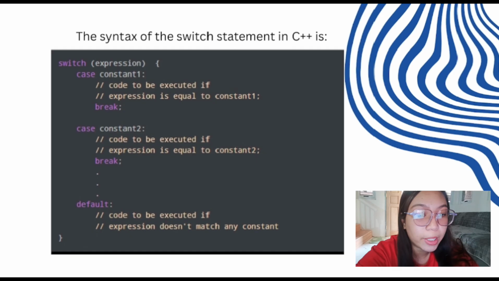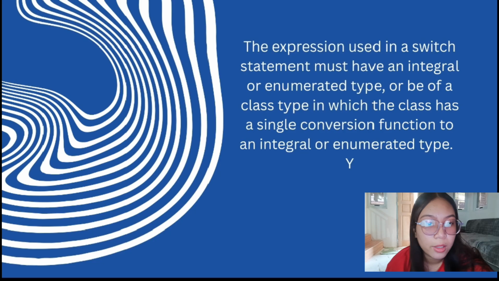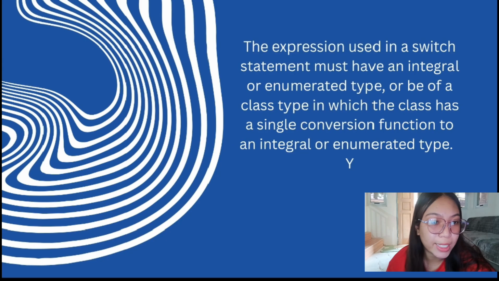A switch statement can have an additional default case, which must appear at the end of the switch. The default case can be used for performing a task when none of the cases is true. No break is needed in the default case. The expression used in a switch statement must have an integral or enumerated type, or be of a class type in which the class has a single conversion function to an integral or enumerated type.